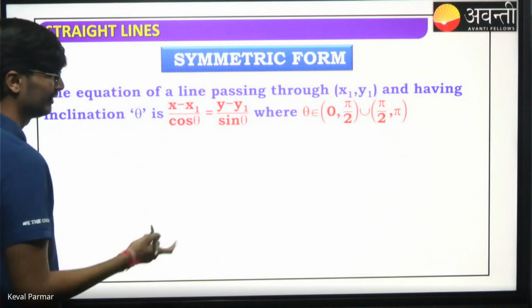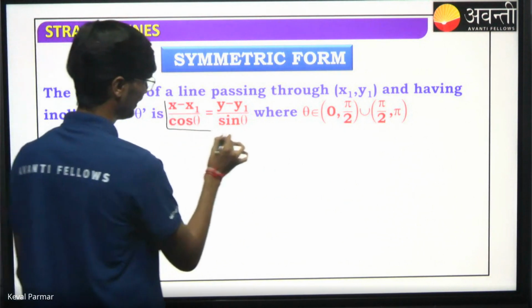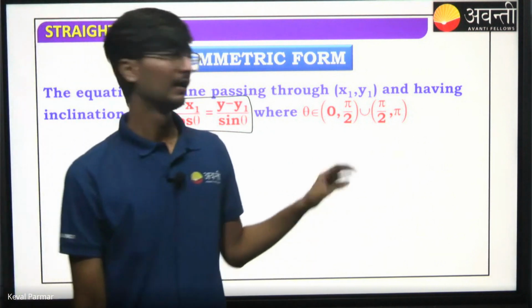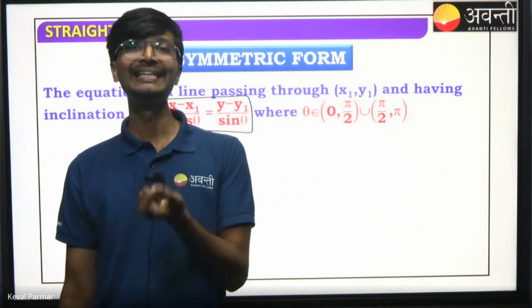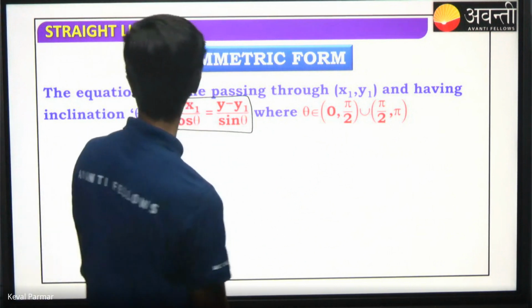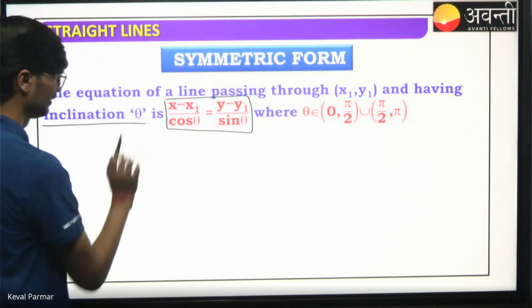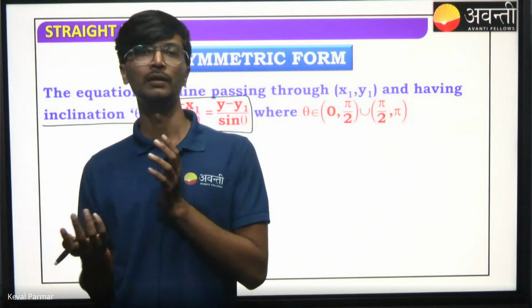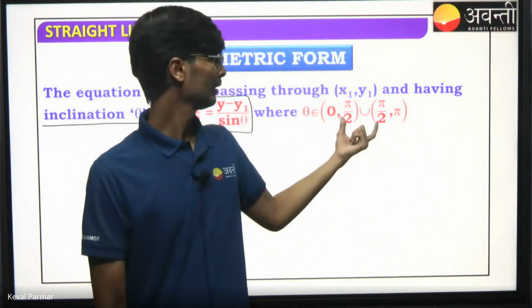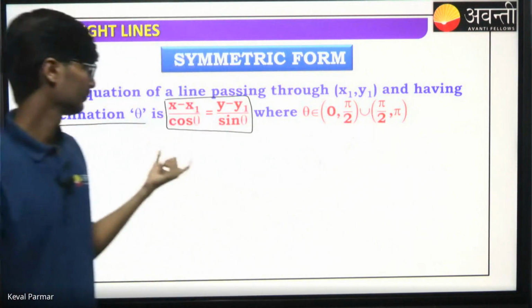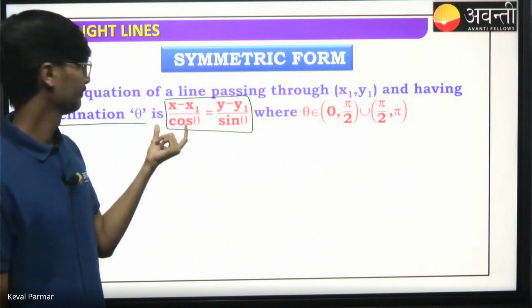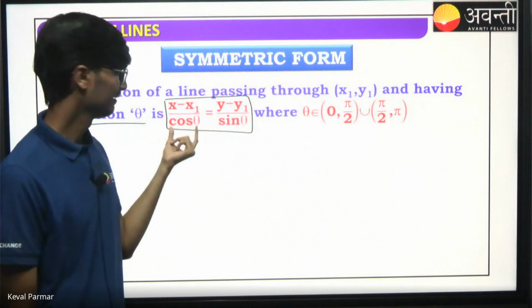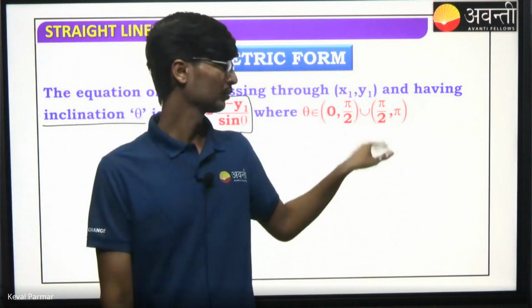So the symmetric form of line looks like x minus x1 upon cos theta equals y minus y1 upon sin theta, where theta is basically the inclination. So if theta is the inclination, it should belong between 0 to pi. Here we cannot include pi by 2 because we have cos theta in the denominator, and cos pi by 2 will be 0. So here we cannot have 0 in the denominator, that's why we have excluded pi by 2.